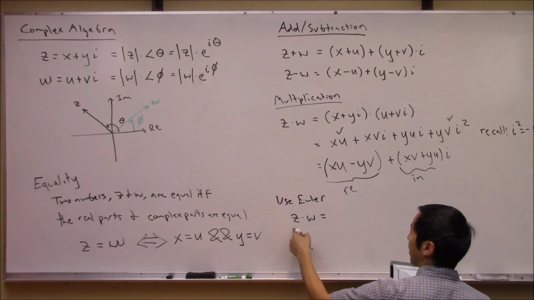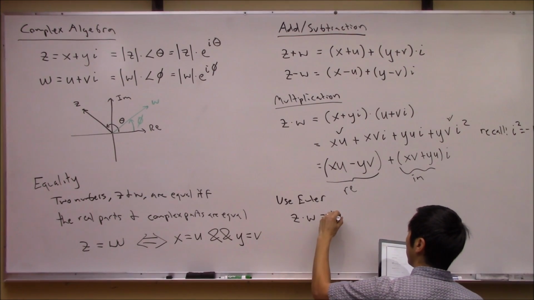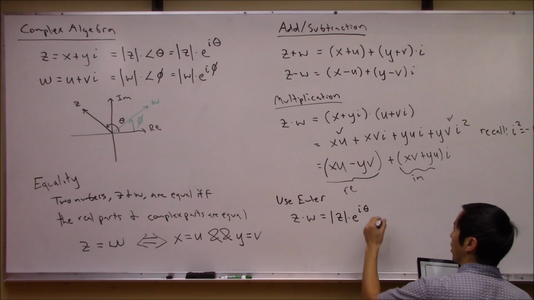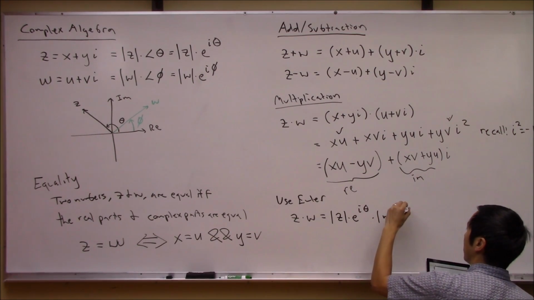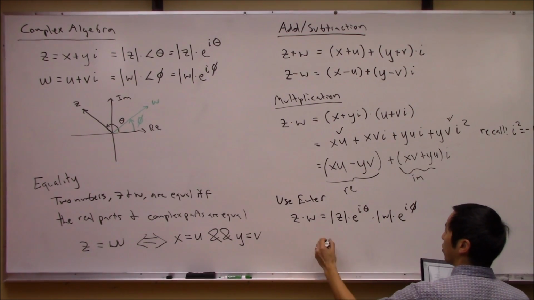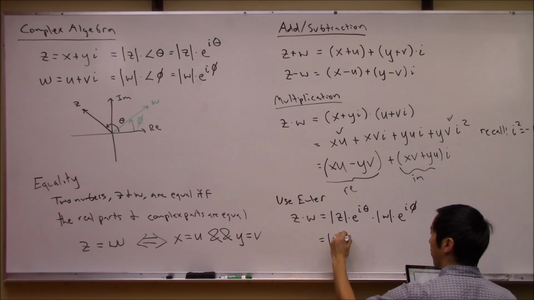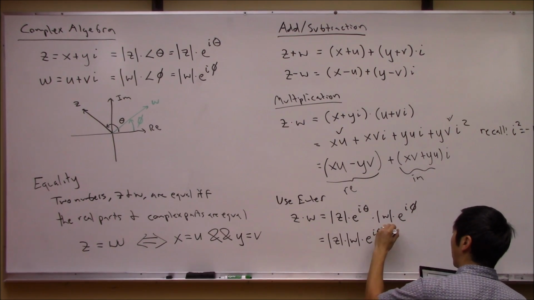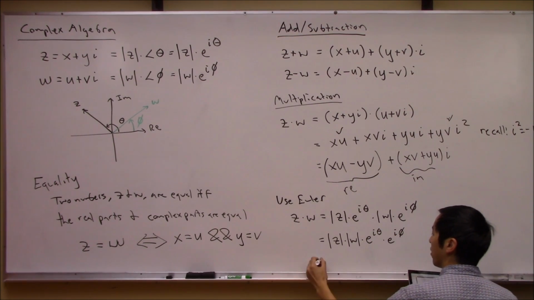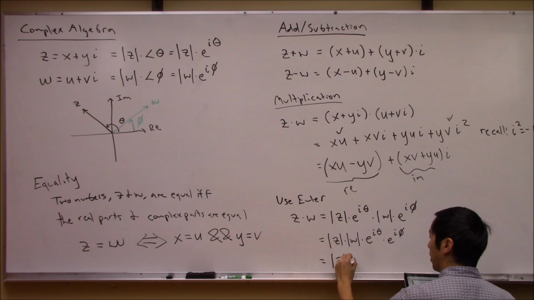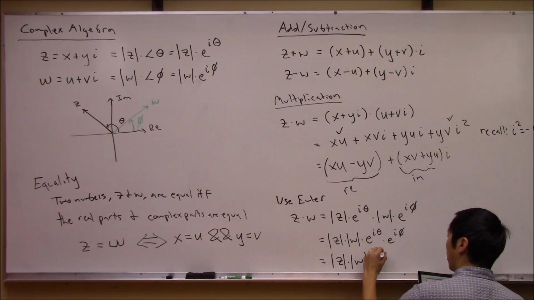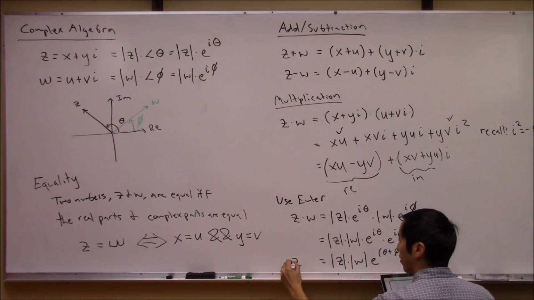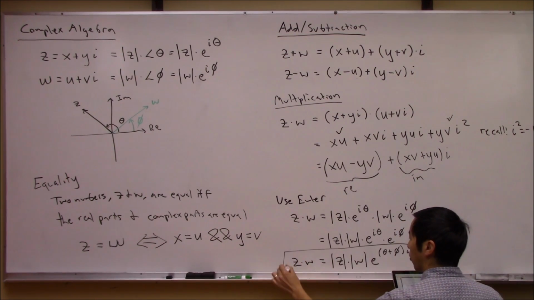So in Euler's format, z was what? z is the magnitude of z times e to the i theta, right? w is the magnitude of w times e to the i phi, right? So this whole thing is just the magnitude of z times the magnitude of w times e to the i theta times e to the i phi. If you remember the rule for these, this is now just going to become e to the i times theta plus phi. Okay, so this is a little bit easier way to go about this.